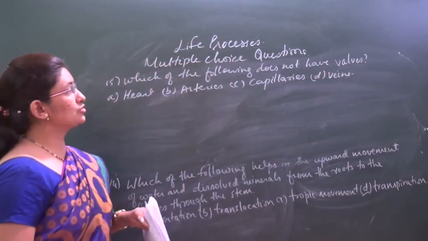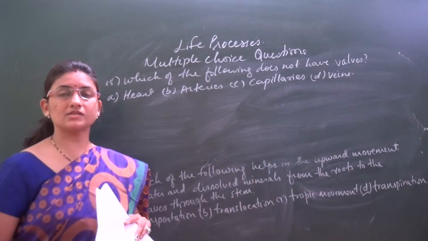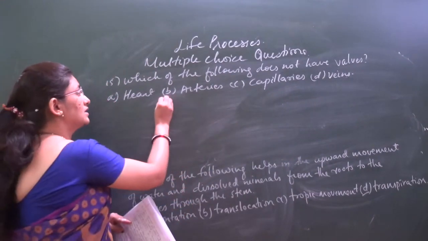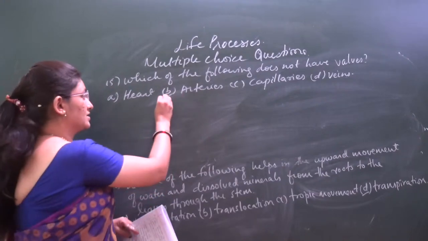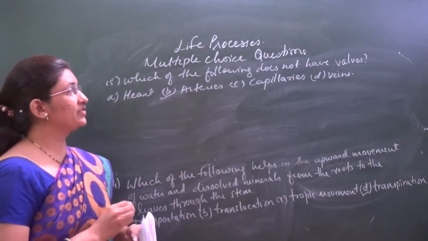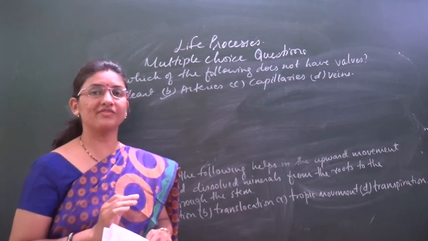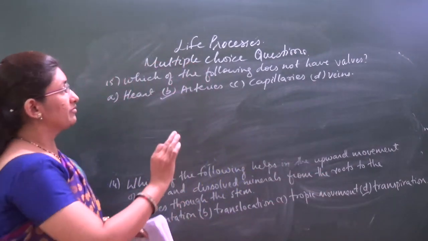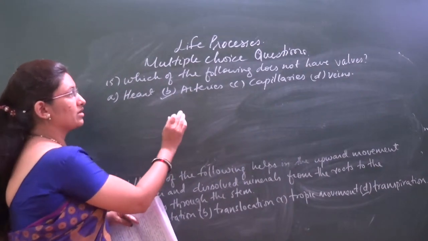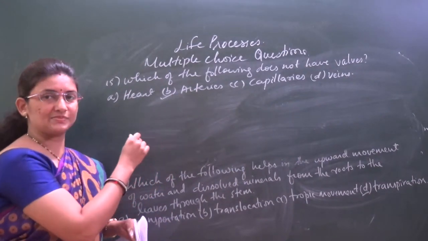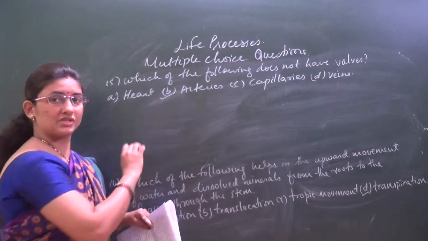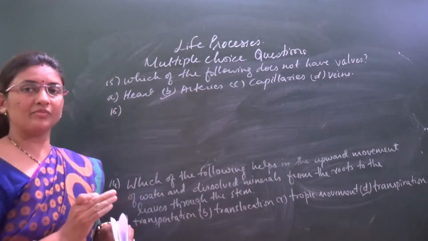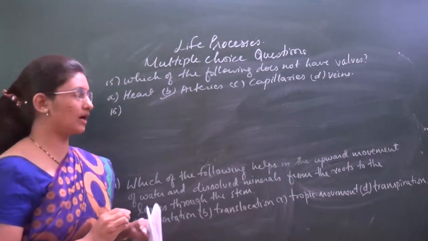See the question. Which of the following does not consist of valves? Not consisting of valves means it is the arteries. The same question can be asked as, which one of the following consists of valves? At that time, veins will be your answer. So be thorough with the function, so that based on what kind of question has been asked, you choose your answers. Sometimes you may get confused with the options. At that time, analyze very properly and go with your answer.